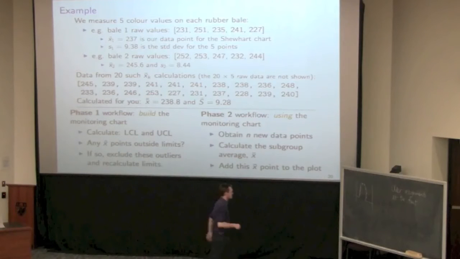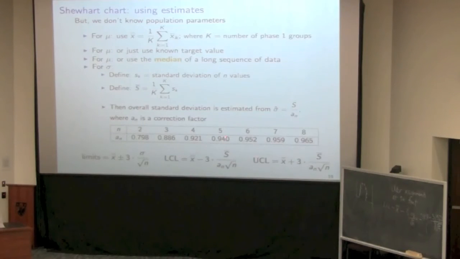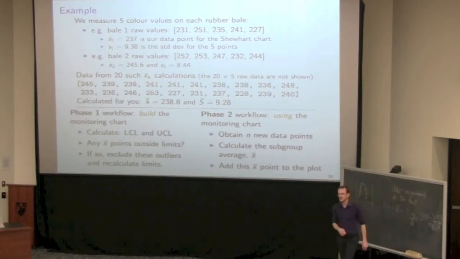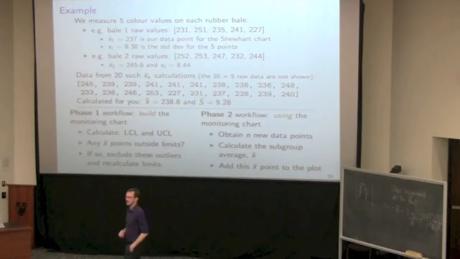So LCL, lower control limit, in this case, it's x bar minus 3 times sigma x bar over root n, would be equal to 238.8 minus 3 times s bar, 9.28, divided by root 5 because we've got 5 data points in our sample, and that correction factor of an. The correction factor for an, because we've got 5 points per bale, that's 0.94. The upper control limit is the same, just with the positive. So very straightforward calculation for lower control and upper control limit.